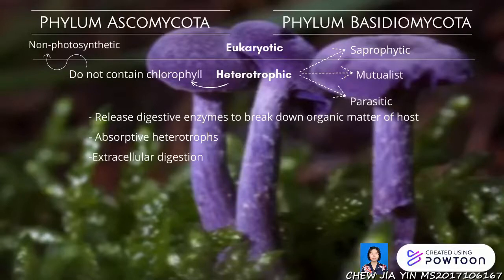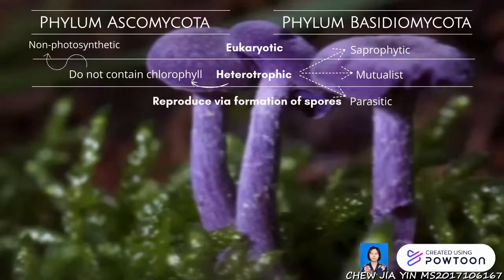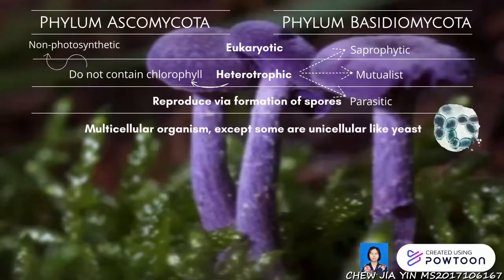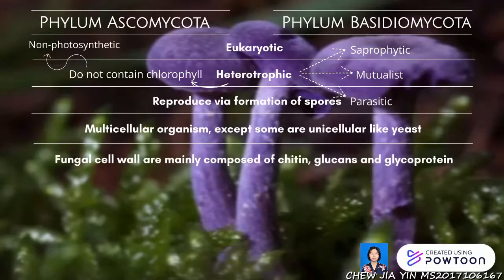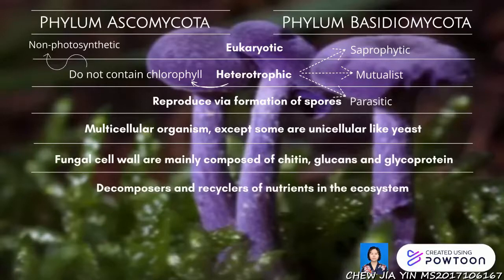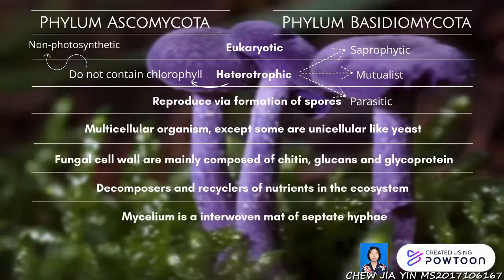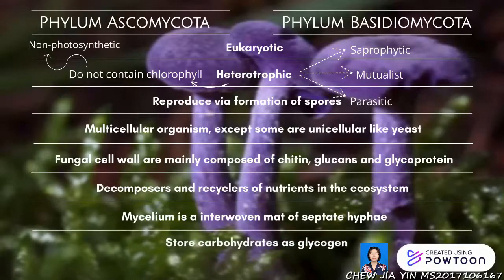Fungi in the phyla Ascomycota and Basidiomycota reproduce through spore formation and are multicellular organisms except for yeast, which is unicellular and reproduces through budding. Their cell walls are mainly composed of chitin, glucans, and glycoprotein. Fungi are also important decomposers and recyclers of nutrients in the ecosystem. They have septate hyphae and form an interwoven mat of mycelium except for unicellular yeast. They also store carbohydrates as glycogen just like animals.